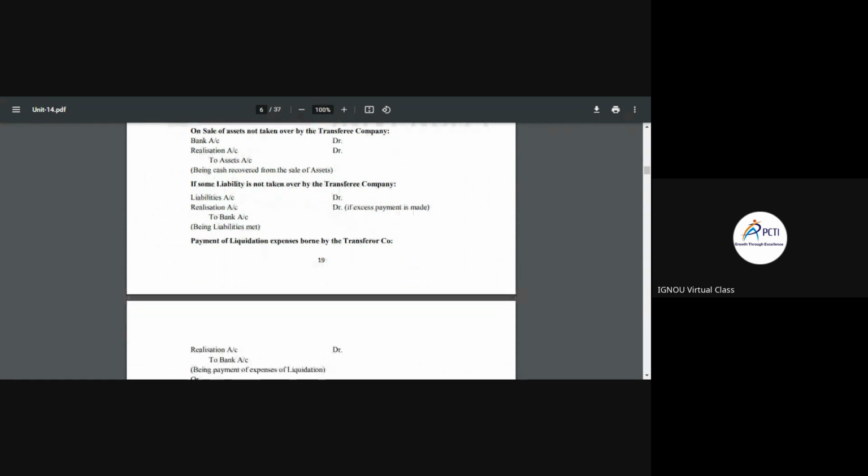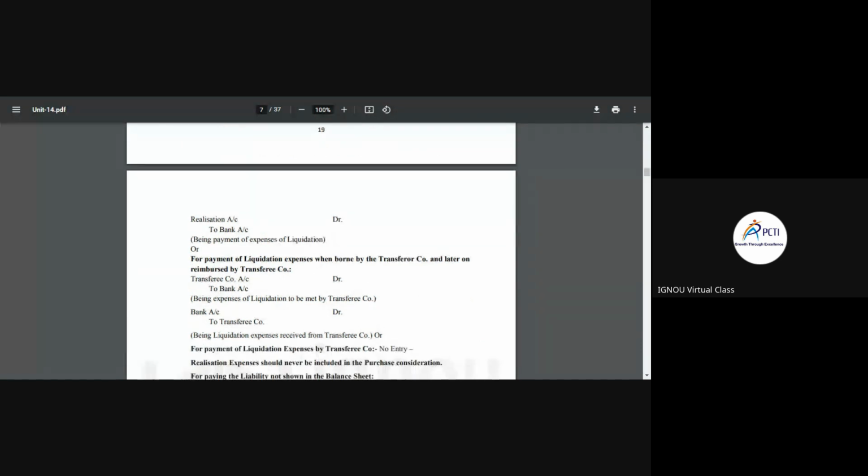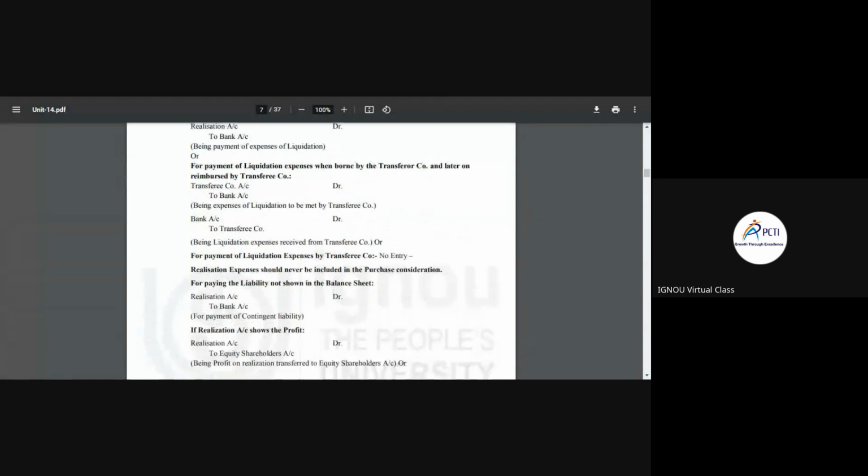Next one is payment of liquidation expenses borne by the transferor company. The entry will be realization account debit to bank account. Next one is payment of liquidation expenses when borne by the transferor company and later on reimbursed by the transferee company. The entry will be transferee company account debit to bank account. Next one is bank account debit to transferee company account.